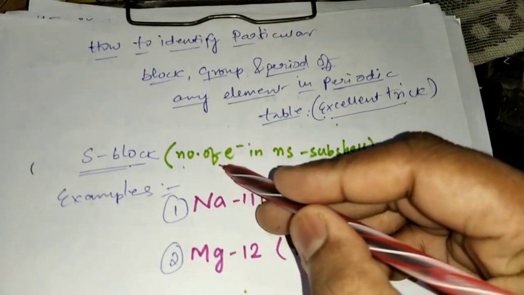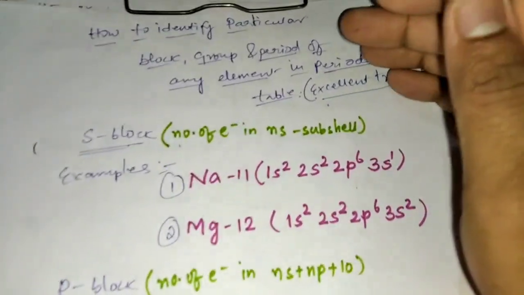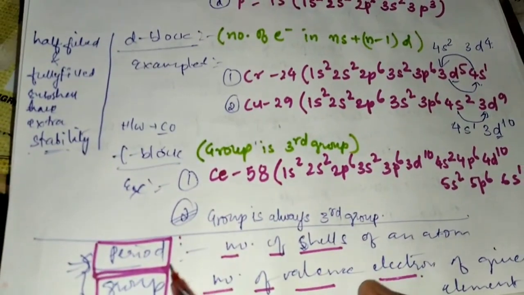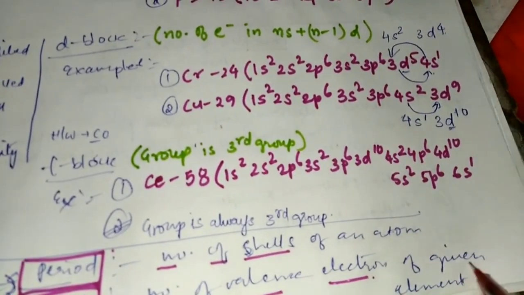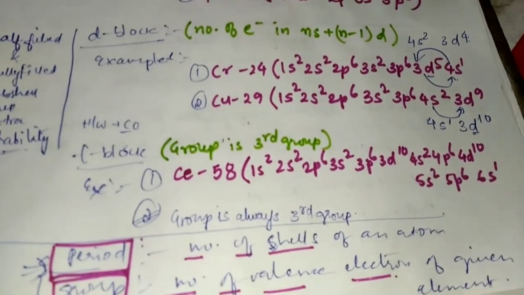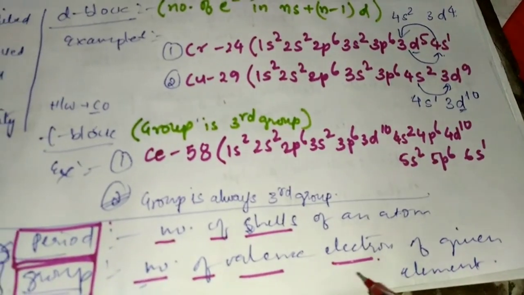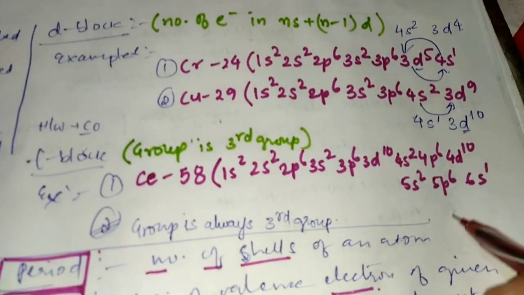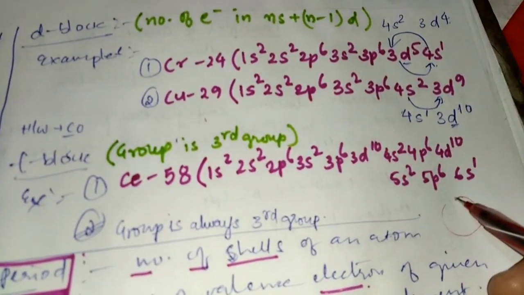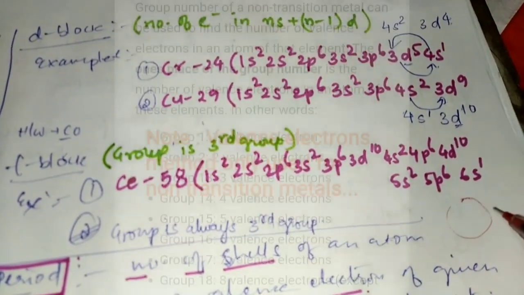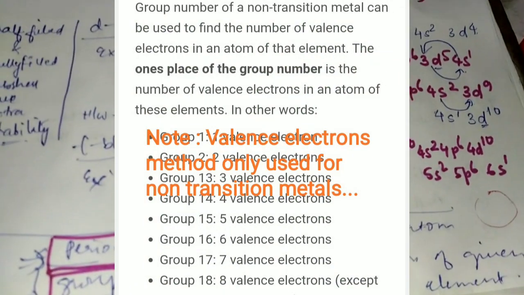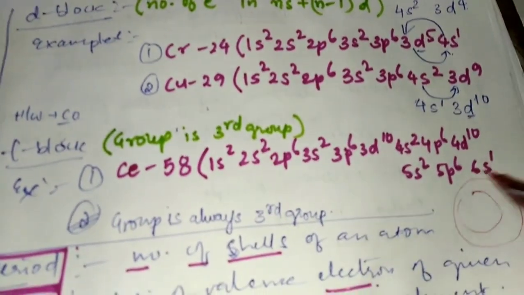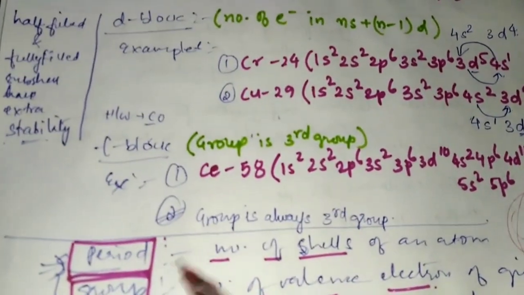For S block elements, let me first clarify how to find a group number. The group number can be found with the number of valence electrons of a given element. So the basic finding of group is you have to count the valence electrons of the given element, that means the outermost electrons. In the outermost shell, how many electrons are there, that gives us the group number, and the period number is the number of shells of an atom. So how many shells an atom has, that is its period number.